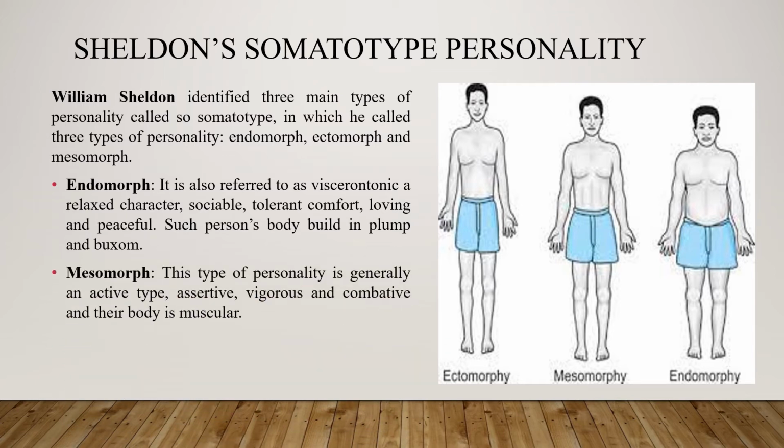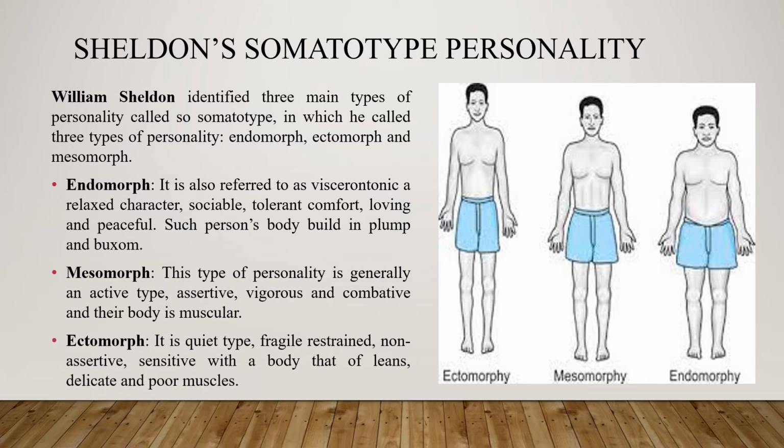The next one is mesomorph. This type of personality is generally very dynamic, very active, smart, and at the same time also aggressive, with a short temper I would say. Compared to endomorphs, they are quite muscular, and their body structure is fit. So that is mesomorph.